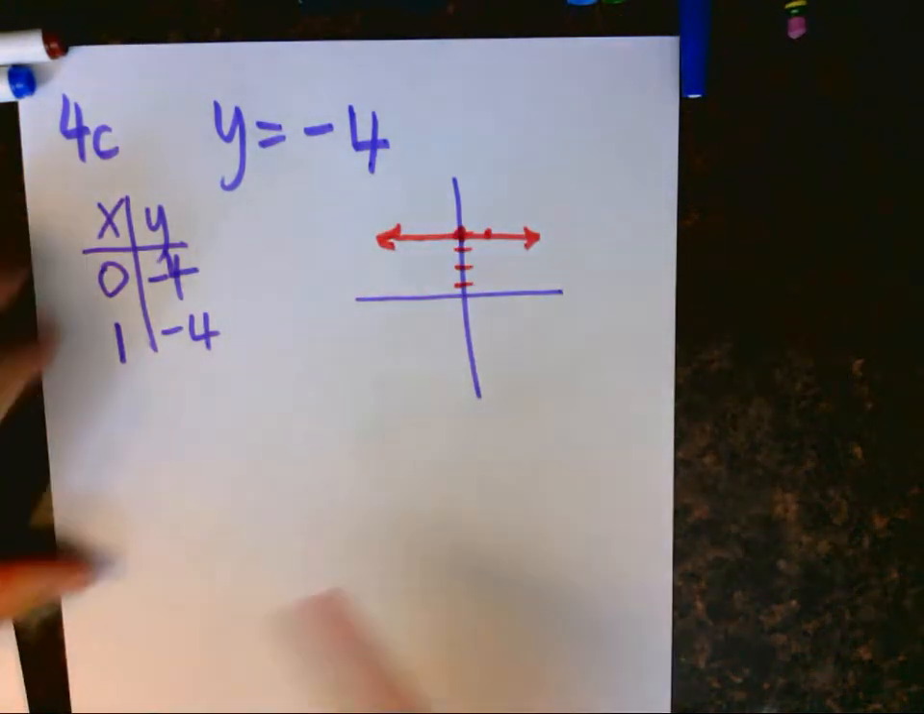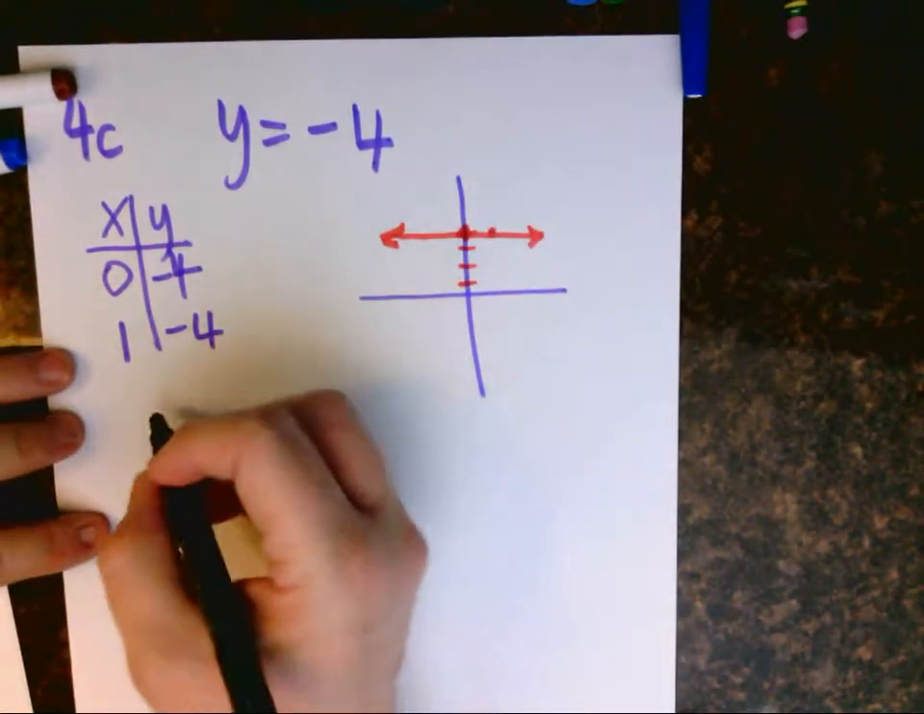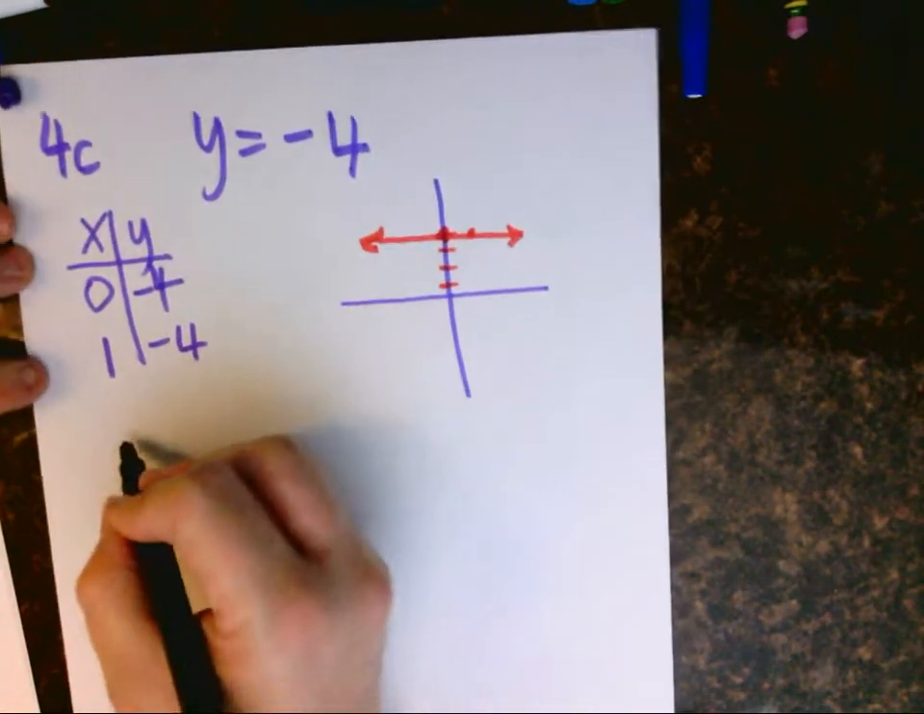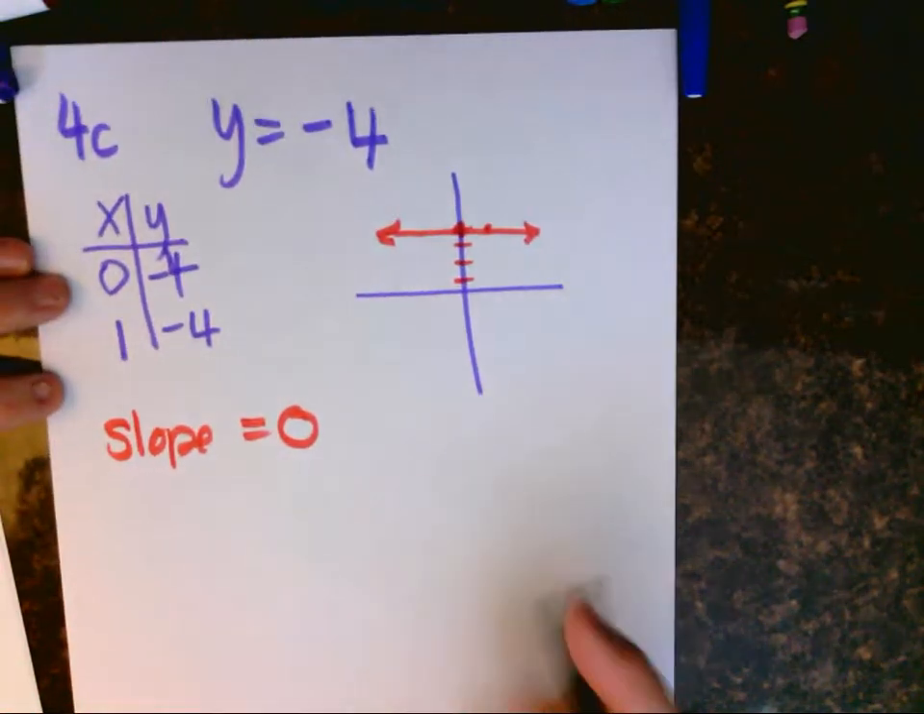And we've gone over that before. Horizontal lines are flat. They have no slope. The slope is 0. We call it slope 0. Okay, so the slope equals 0 on this. But let's go ahead and calculate it.